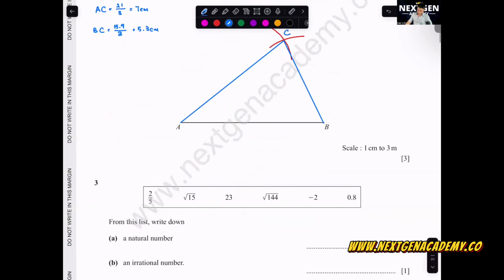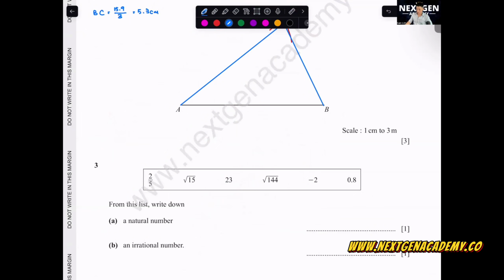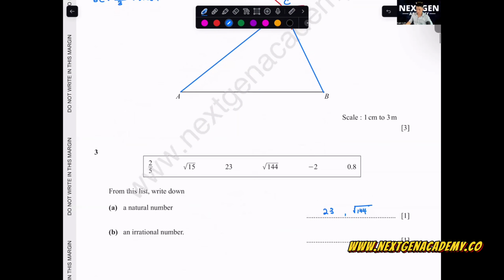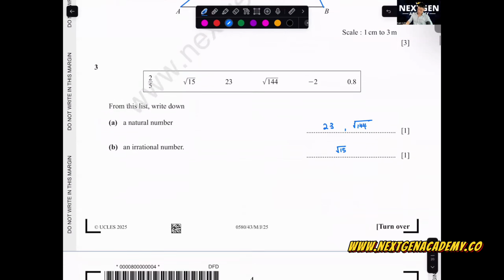Okay, next one. From this list, write down a natural number. Okay, what's a natural number? A whole number. You can either write 23 or square root 144. Just one of them is enough already. Square root 144 is 12. An irrational number. Okay, which one is irrational? Irrational means you cannot write it as a fraction or a whole number. Square root 50. Okay, let's go to the next one.